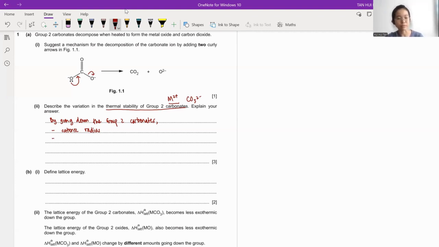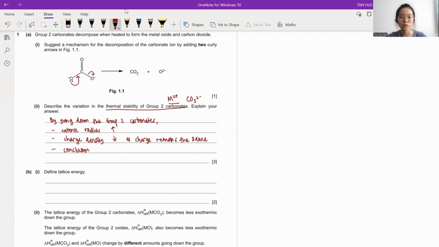Other than cationic radius, you need to talk about the charge density, and then write your conclusion. Going down the group, obviously the cationic radius increases. That's why your charge density will decrease, because your charge remains the same. When your charge remains just 2 plus but your radius keeps increasing, the density will decrease. So even if you don't memorize it, just think logically and you can get to the answer.